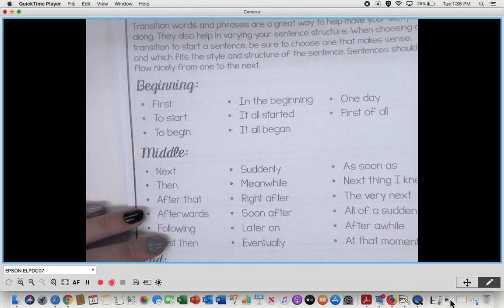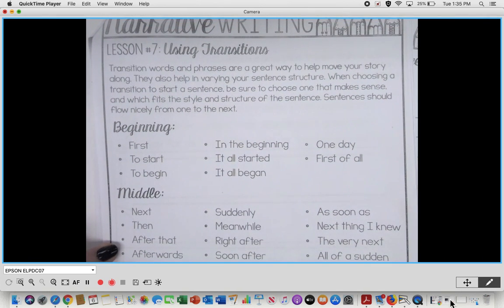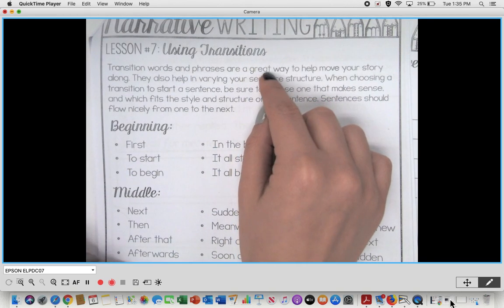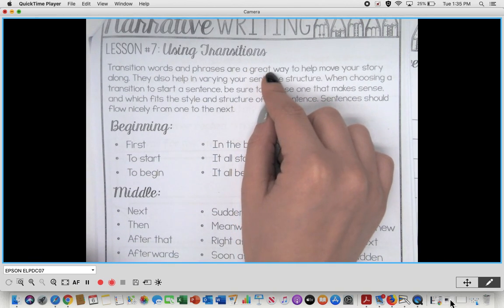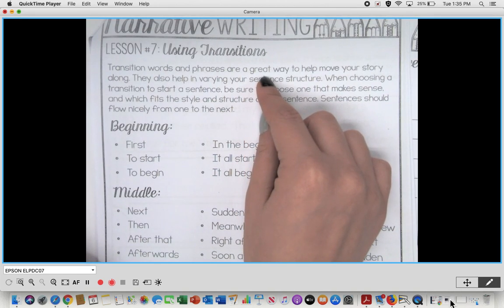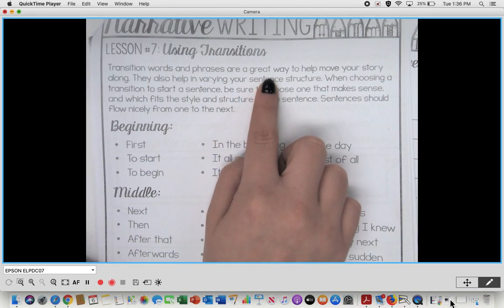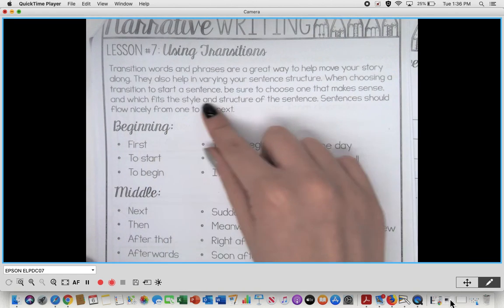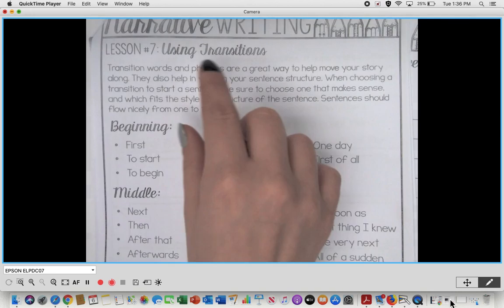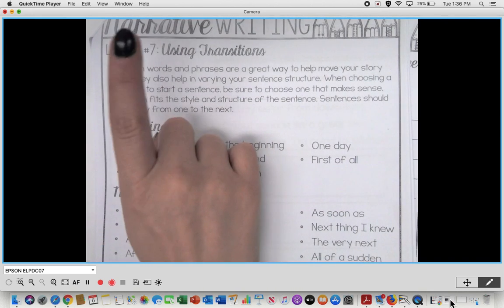And then we are going to flip on over, when you are ready, to lesson 7. And in lesson 7, we are talking about using transitions. You should be familiar with transition words. We've talked about them before, when we were doing our ouch moment, our personal narratives for ouch moment. So we are just going to briefly read about transition words, and we're going to talk about selecting some transition words in just a moment.